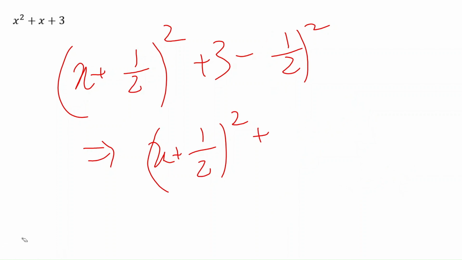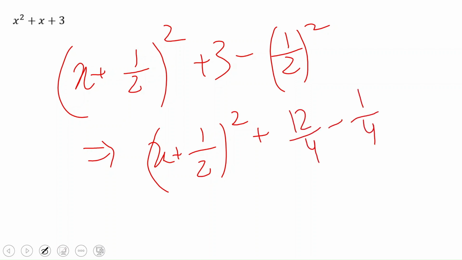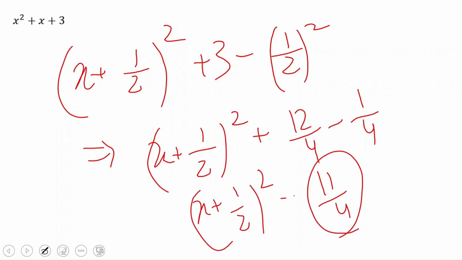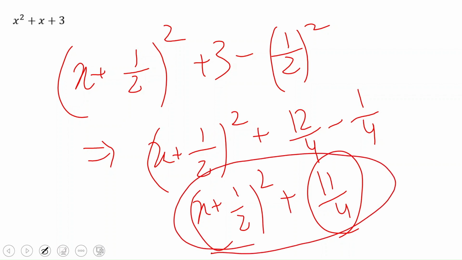1 by 2 squared is going to be 1 by 4, so it's going to be 12 by 4 minus 1 by 4, which is going to be 11 by 4. That's going to be the answer. So it's going to be x plus 1 by 2 whole squared plus this. That's going to be the same thing as that.